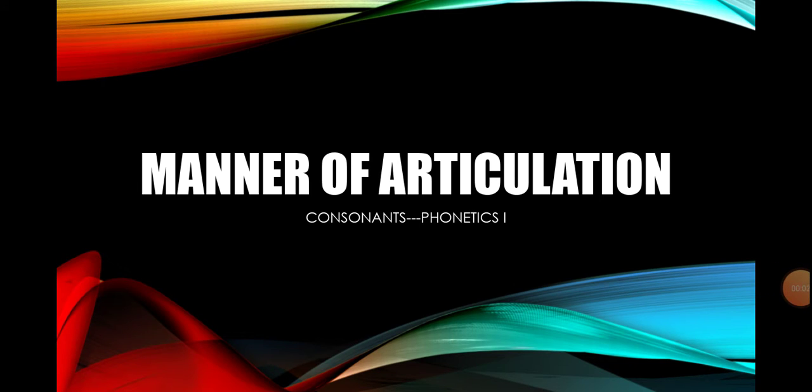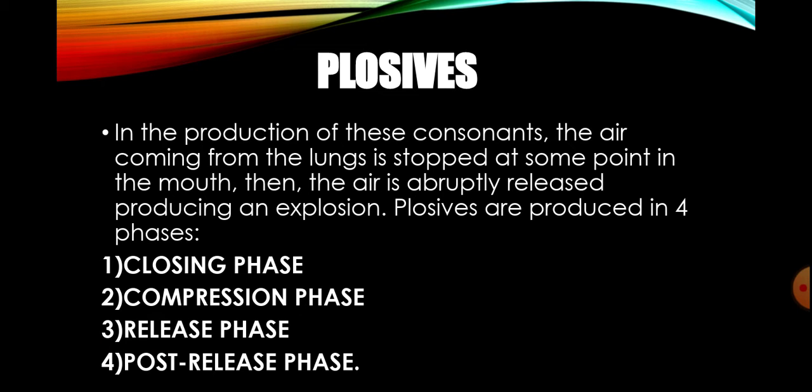As I said before, in this video we are going to consider manner of articulation of the different consonants. First of all, we find plosive consonants. In the production of these consonants, the air coming from the lungs is stopped at some point in the mouth. Then the air is abruptly released, producing an explosion.